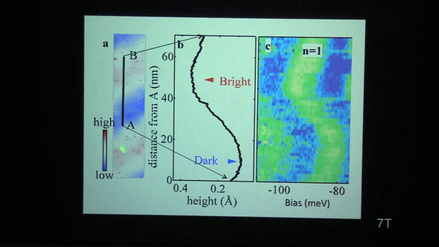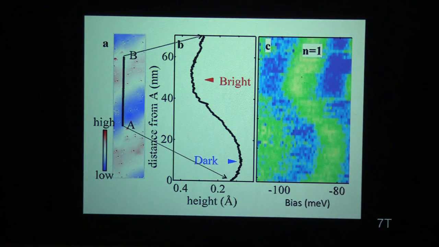You can see that by taking a line cut. So here's the topography, here are the stripes. You take a line cut through this region. This is the variation in the topography, and this is the variation in the Landau level energy. So the Landau level energy mimics the topography. This is not that surprising. You might expect this if you had a potential variation.